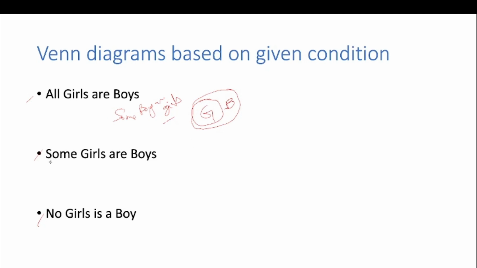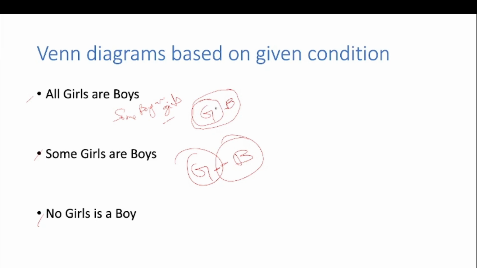Let's see the second. Some girls are boys. That means we have girls here and we have boys. Some girls are boys. This also means some boys are girls. In the above statement, all girls are boys. That doesn't mean all boys are girls.